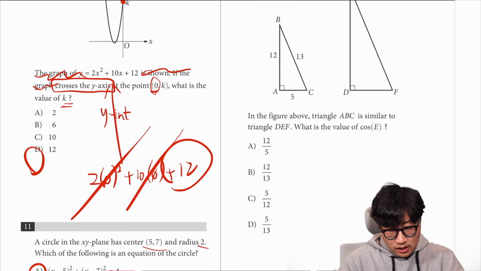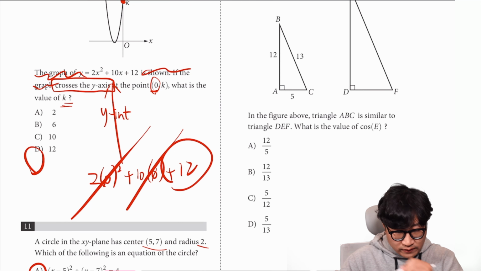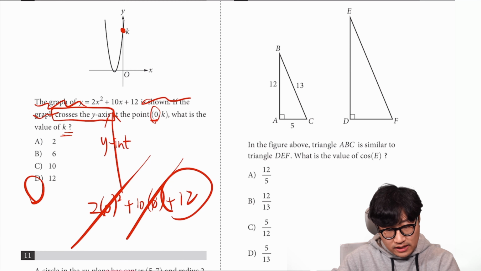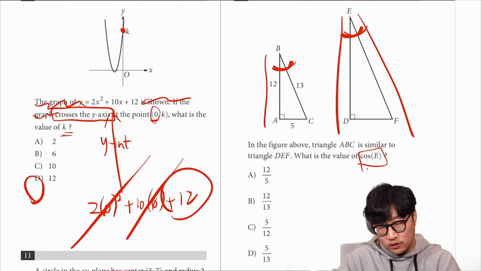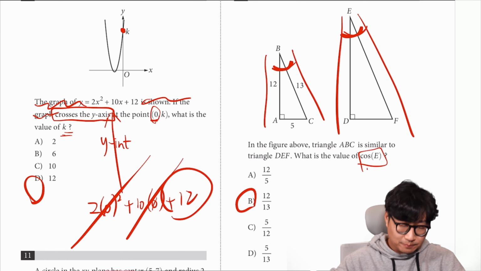Number 12, figure above, ABC is similar. What is the value of cosine E? Angle E is basically the same thing as angle B because they're similar triangles. So if you want the cosine of angle E, that'll be adjacent over hypotenuse. Same thing over here, adjacent over hypotenuse. 12 over 13 it is.